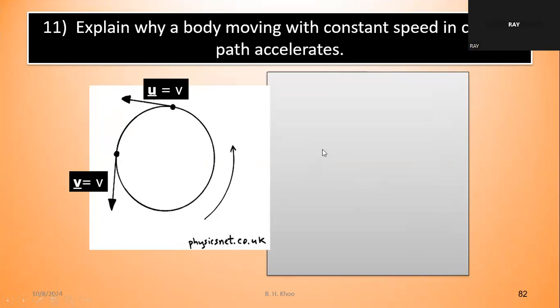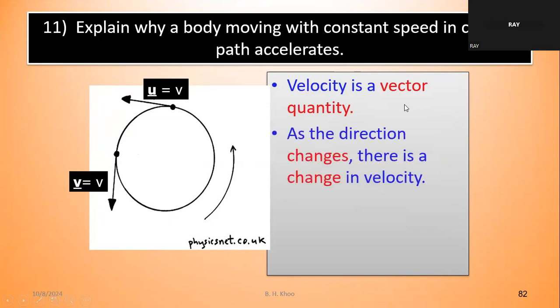Explain why a body moving with constant speed in a circular path accelerates. Velocity is a vector quantity. That's the main thing you need to remember. As the direction changes, there is a change in velocity. Remember, during the 15 minutes, try to do the questions that I've given you earlier.